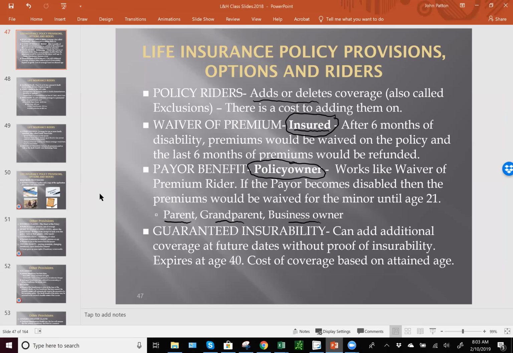Next, we have a guaranteed insurability rider. With the guaranteed insurability rider, it guarantees that you can add more coverage at future dates without proof of insurability. Now, they'll usually set some dates aside in the future, like marriage, birth of a child, things like that. This rider usually expires by age 40. If you do have this rider on your policy and you decide to add coverage in the future, let's say 5 years later, the cost of that coverage at that point would be based on your attained age.